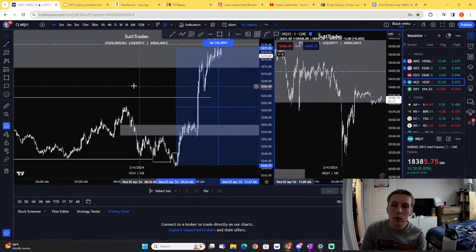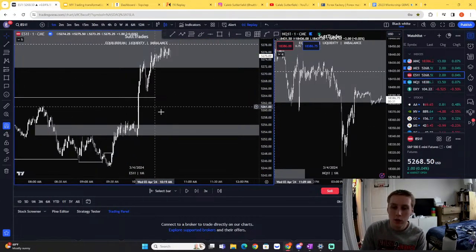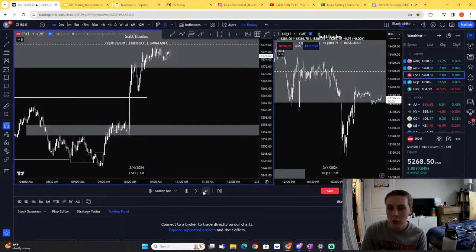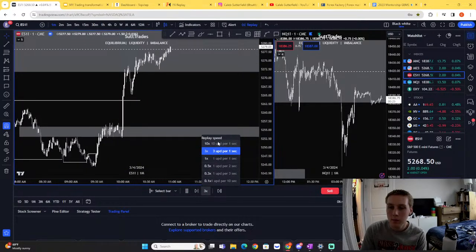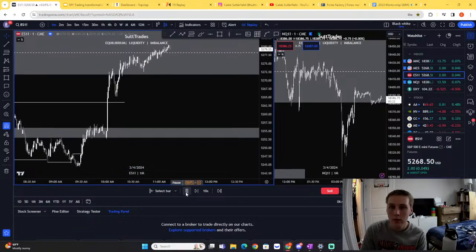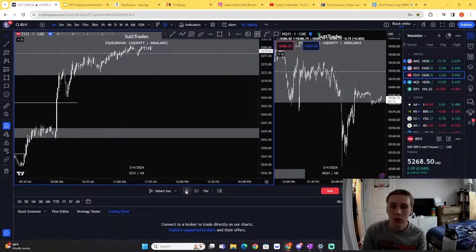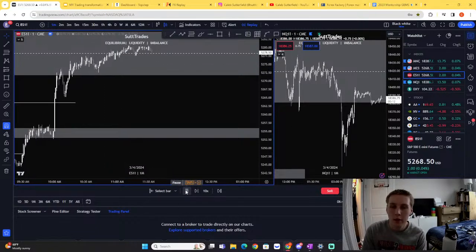After that 200-point move, I'm expecting consolidative, sloppier action. And this is exactly what we got. I don't see any high-quality opportunity here. We're consolidating. Look at the volume here. Look at the candles here. The candles are not saying anything. As soon as we see this, just step away from the charts. Do yourself a favor and step away from the charts.